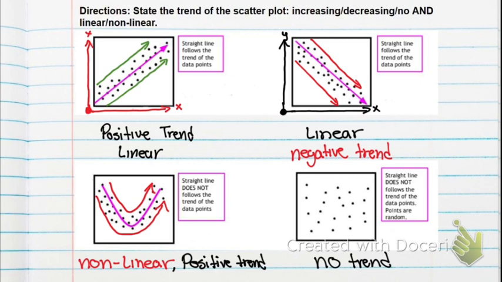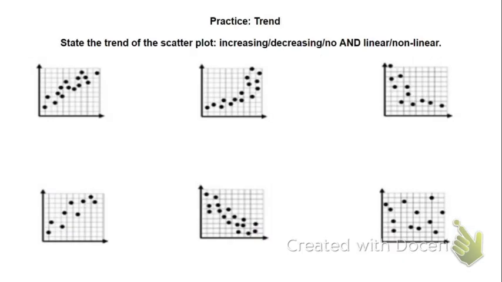Okay, so as we move forward, I want you to take a second, pause the video, and complete these 6 examples. I want you to tell me whether it's increasing, decreasing, or no trend at all, and also tell me if it's linear or nonlinear. Now that you completed your examples, let's see if we got them right.